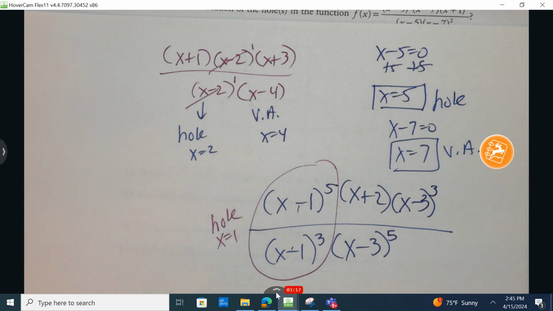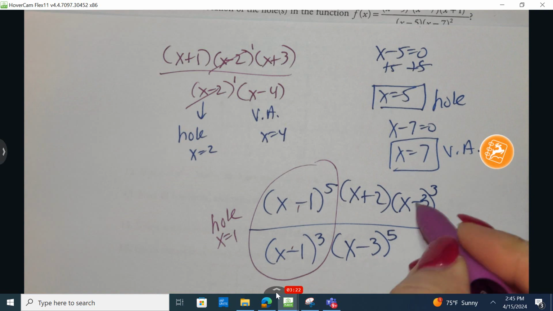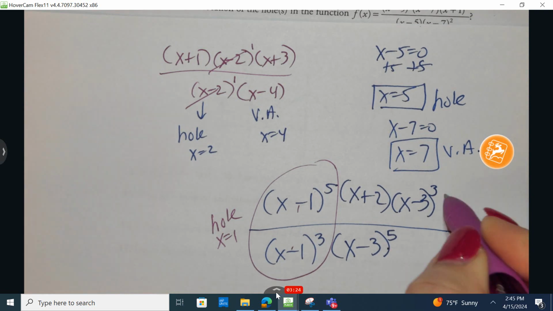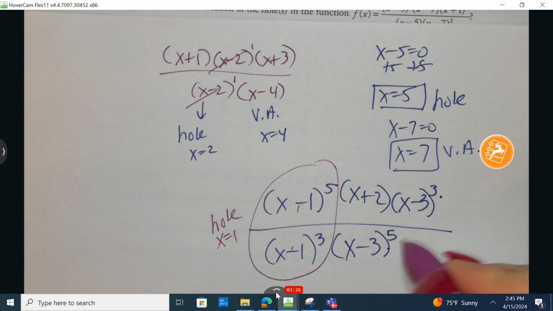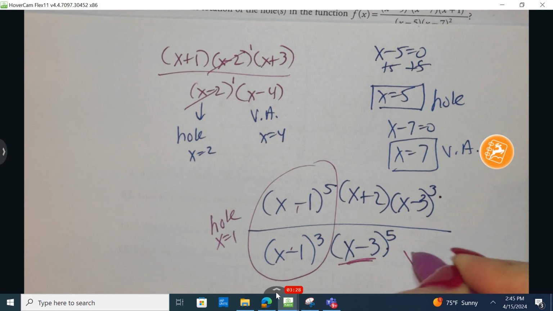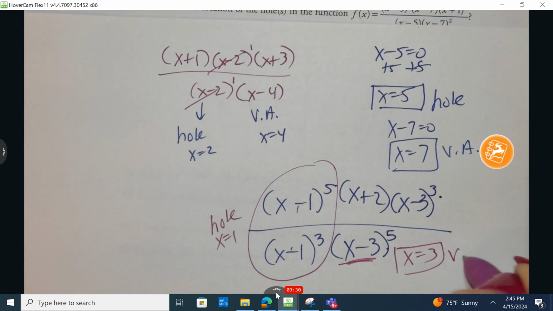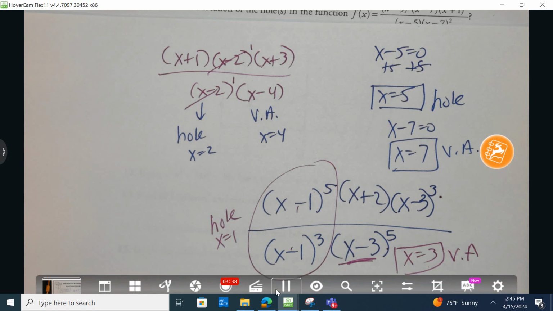x equals 1. Oh, there's a little gnat playing around there. Now, in this situation, the multiplicity on the bottom is greater than the multiplicity in the numerator. And so we have a vertical asymptote at x equals 3. Vertical asymptote, and that's the equation. If you could go, please, onto the front of your toolbox and write down that little fun fact, that will be helpful for you.